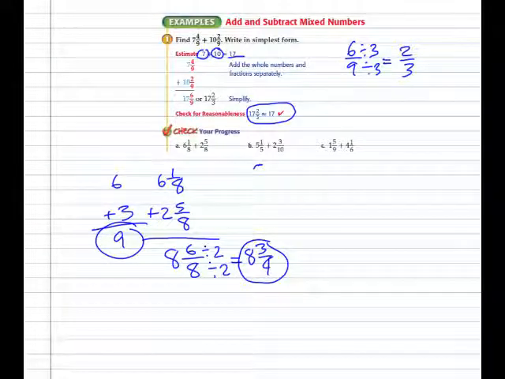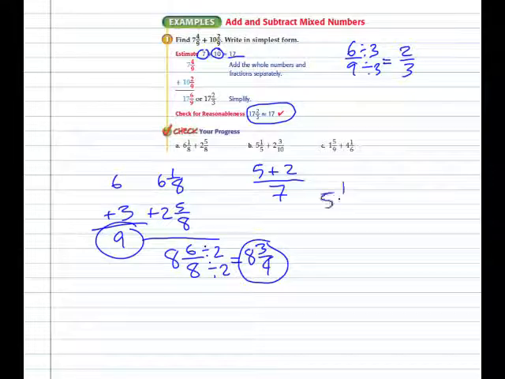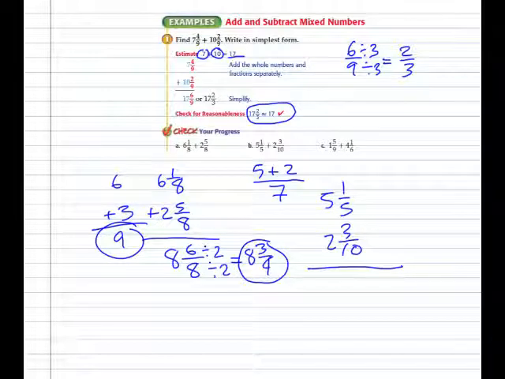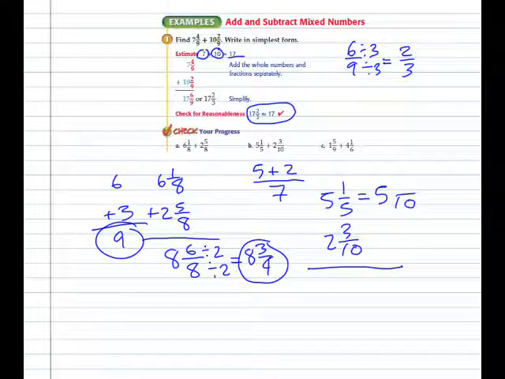Okay, so 5 and 1/5. Let's estimate first here. 5 and 1/5 round to 5. 2 and 3/10 would round to 2. So our estimate would be 7. 5 and 1/5 plus 2 and 3/10. 5 is a prime number. It is also a factor of 10, so our lowest common denominator is 10. So 5 and 1/5 becomes 5 and 2/10.